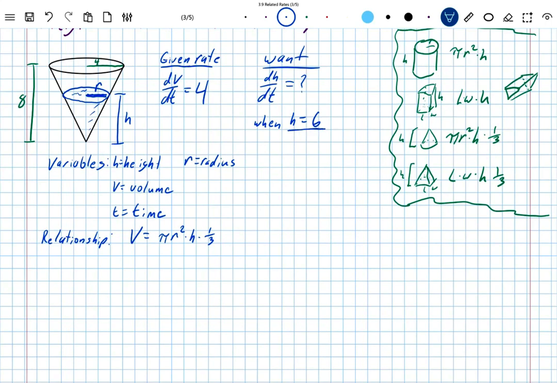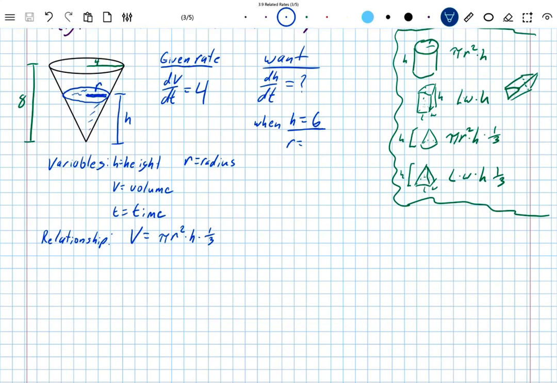And so we could implicitly differentiate this to get everything, but I'm going to also need an r in there as well, right? I'm going to need to plug in for r. So there is some relationship between h and r I'm going to need to find out. Let's go ahead and try to find that out right now.